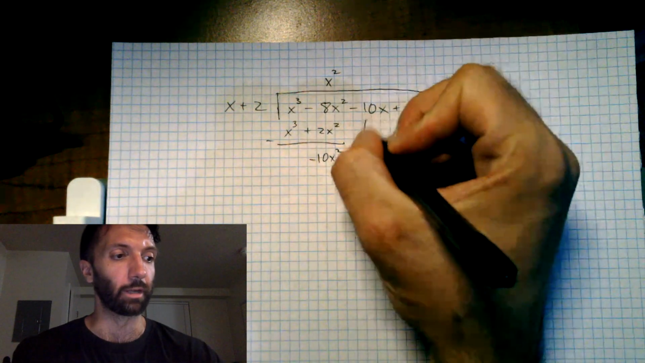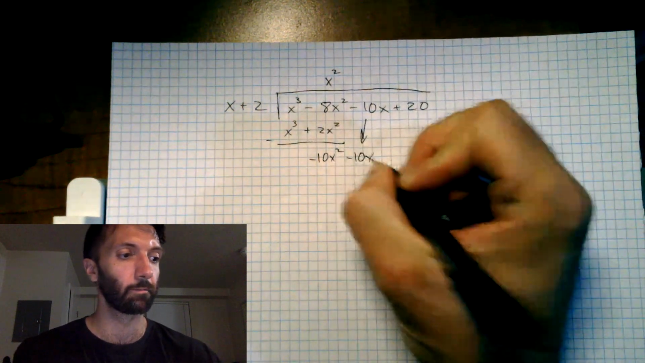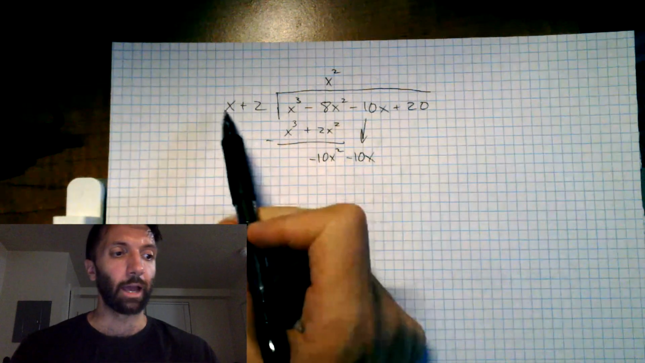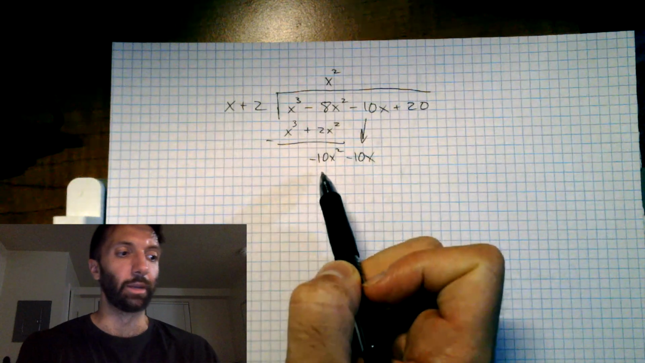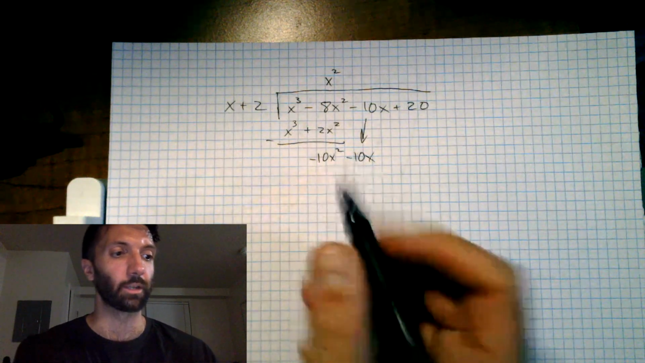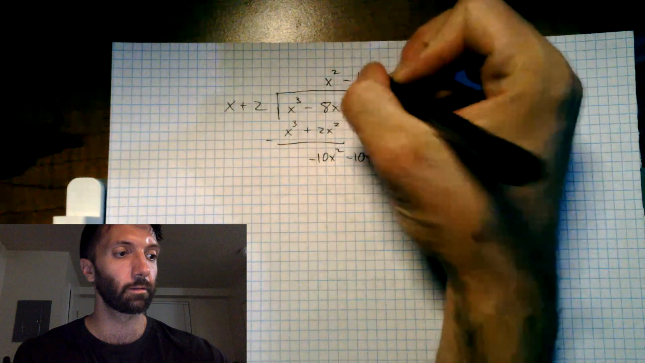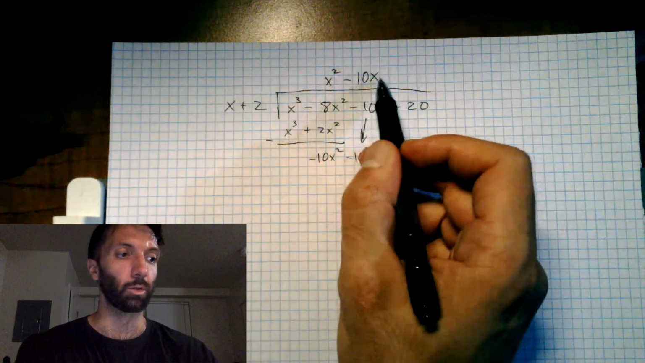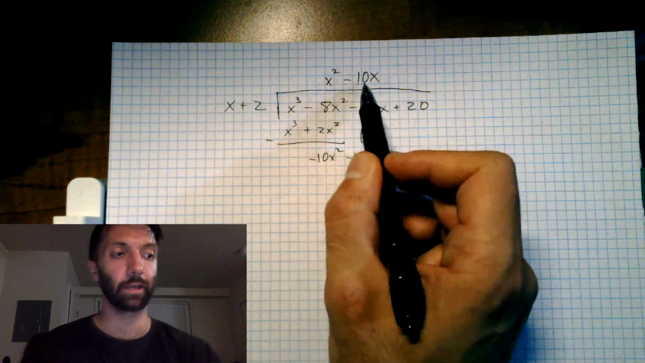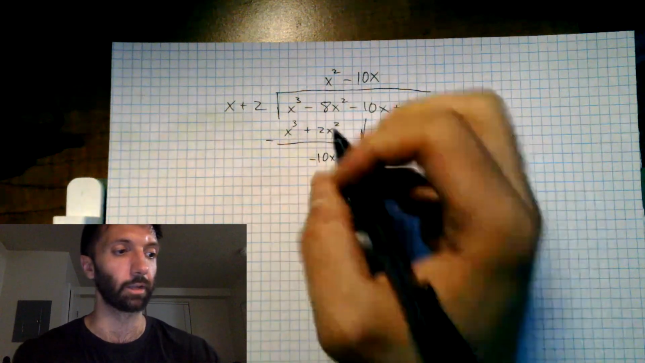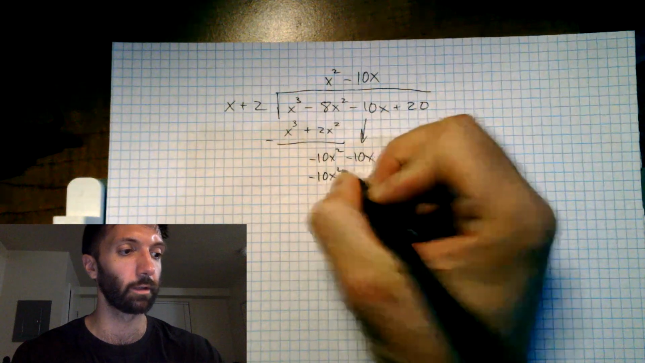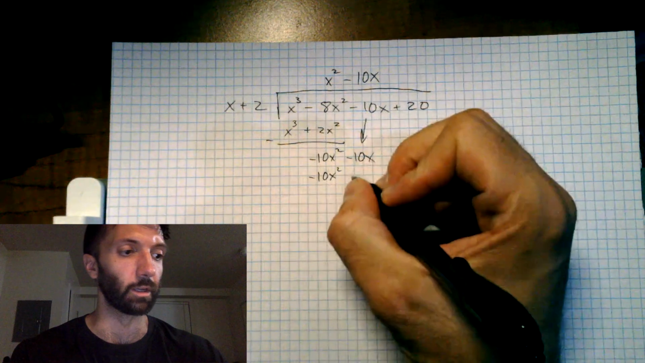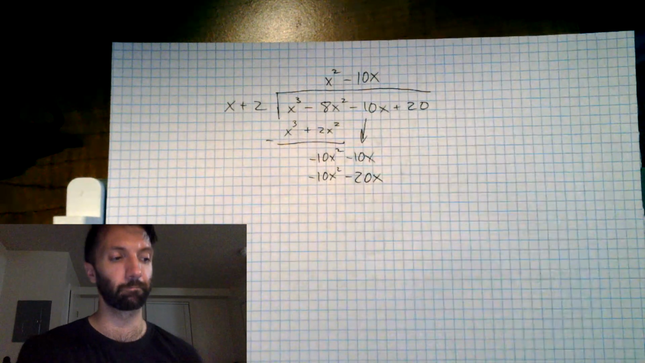All right, and we'll bring down the minus 10x and repeat this process. So how many times does x go into negative 10x squared? Well, that's going to be minus 10x. And now we multiply. So negative 10x times x is going to be negative 10x squared. And then negative 10x times positive 2 is going to be a negative 20x.